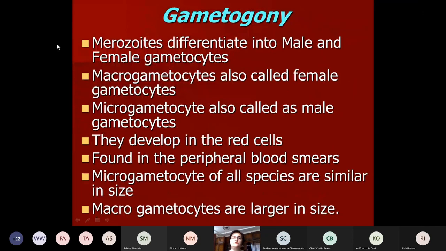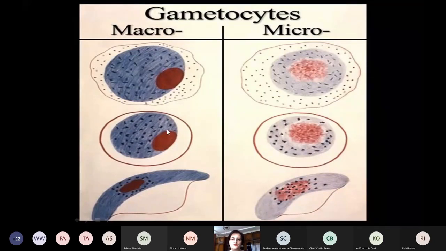Gametogony. Merozoites differentiate into male and female gametocytes. Macrogametocytes, also called female gametocytes, and microgametocytes, also called male gametocytes, develop in the red cells. Found in the peripheral blood smears, microgametocytes of all species are similar in size. Macrogametocytes are larger in size. You can see here vivax, ovale, malariae and falciparum.